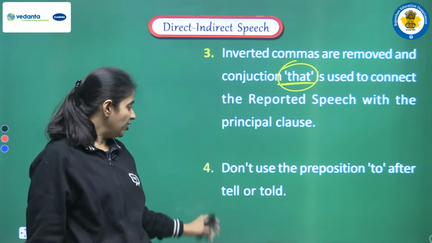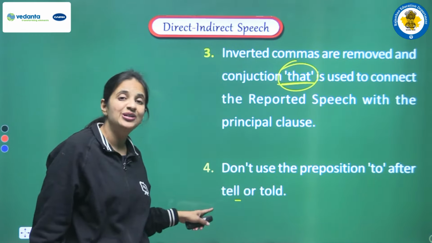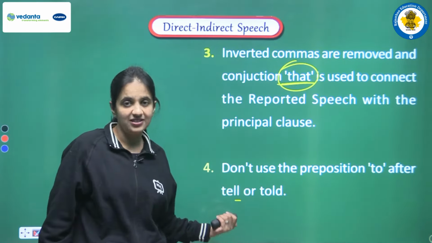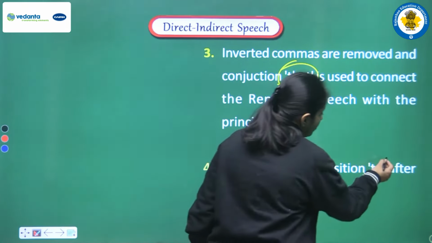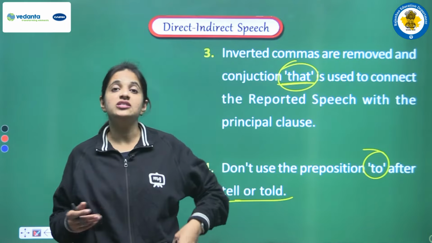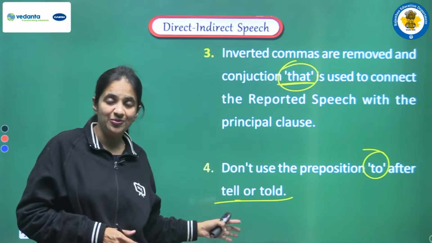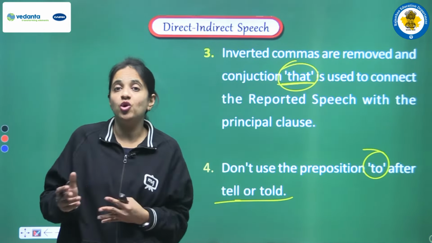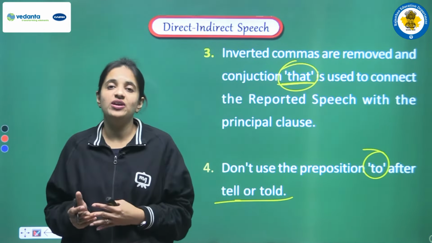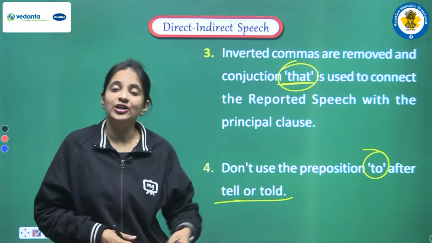Okay, next point. Don't use the preposition 'to' after tell or told. So this is the same rule that we have discussed earlier, that if we are having tell or told, then after that we don't want to add 'to'. It means जो said to था, उस पूरे के पूरे said to को हमने change कर दिया है told में. ऐसा नहीं है कि हमने said को तो told में change कर दिया and now we are adding 'to' also, we are writing 'told to'. No, we are converting said to. These two words, said and to, are converted into told.